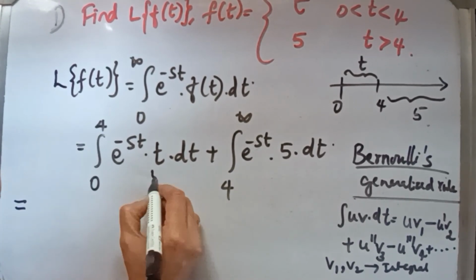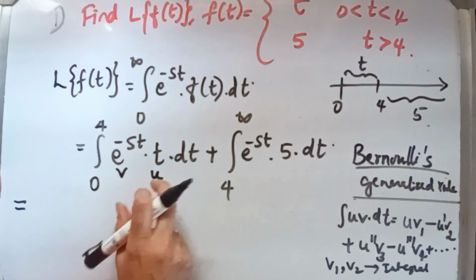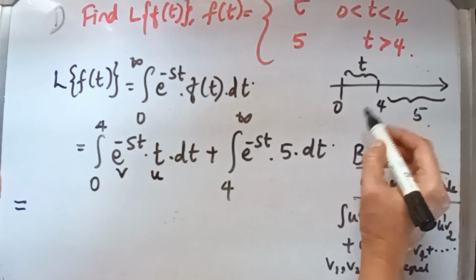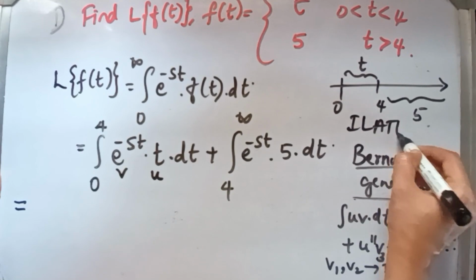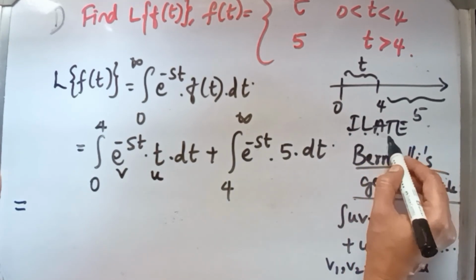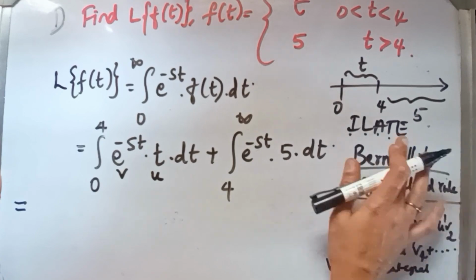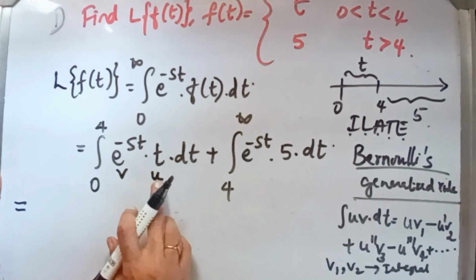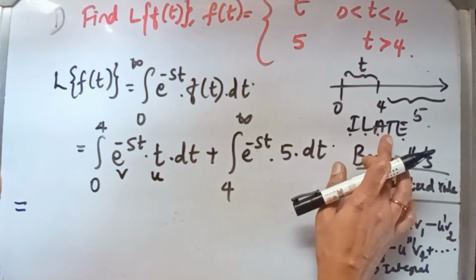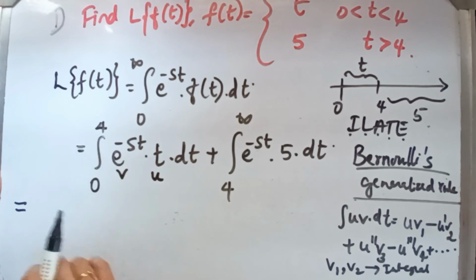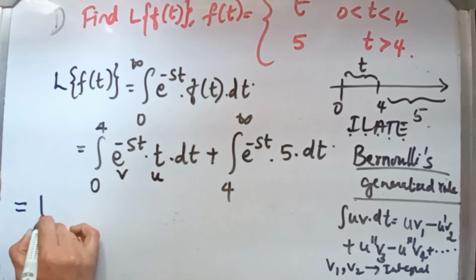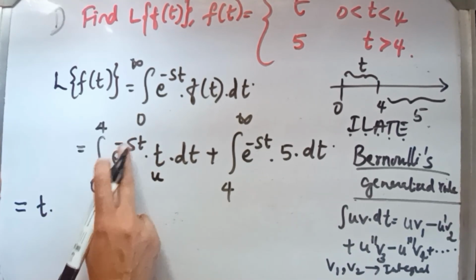See, now this is u, this is v. How to choose u and v? Using the ILATE rule. That is, inverse, logarithmic, algebraic, trigonometric and exponential. Exponential is always chosen last, that is, always the second function. So u is the first function, here it is algebraic, u into v. So as per the rule, t into, what is integral of e power minus st?